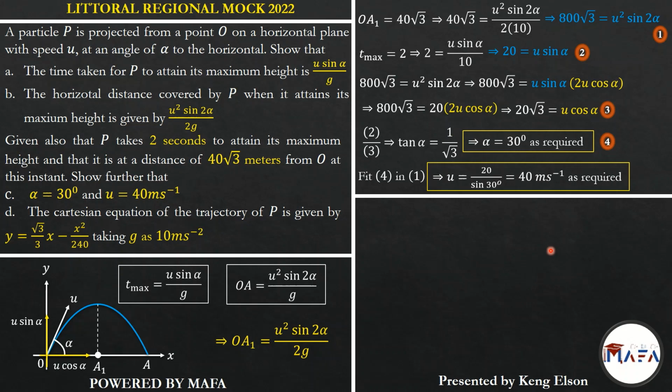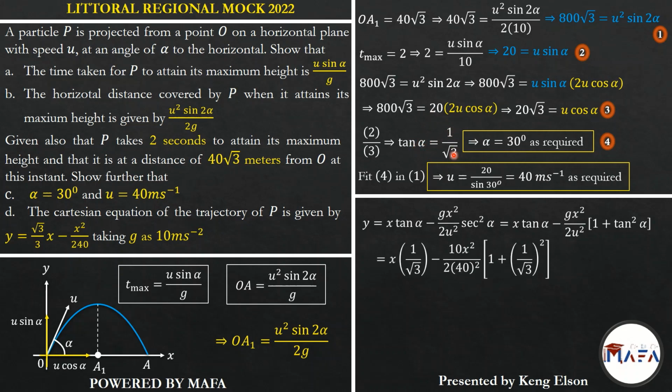Now the last part of the question is asking us to prove that the equation of trajectory of the particle P is given by root 3 on 3 x minus x squared on 240. So first thing to do is that I write the equation of trajectory. I now convert sine squared alpha to 1 plus tan squared alpha. Now from equation 3, that's from here, we have that our tan alpha is 1 on root 3. So it means that my y equals x times tan alpha, which is 1 on root 3, minus my g is 10, x squared on 2 times my u is 40. I need to square it, into 1 plus tan squared alpha, 1 on root 3 all squared.